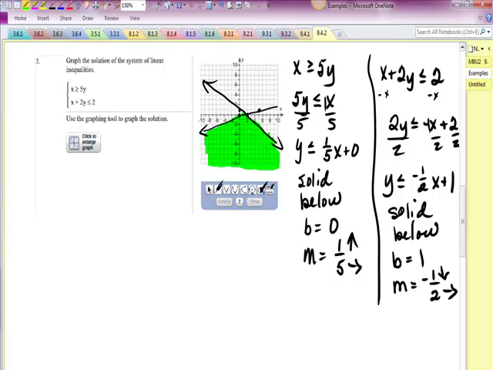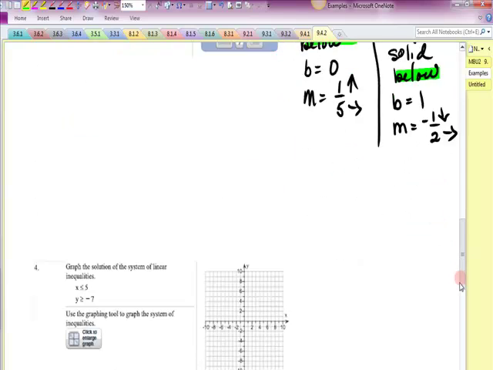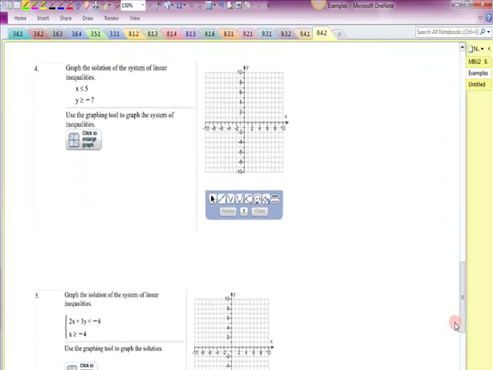So two intersecting lines cut your plane into 4 regions. So you find the region that satisfies both of the statements, in this case below and below. Click in there, click the bucket, and then click in that region. Okay, I think we have 2 more.